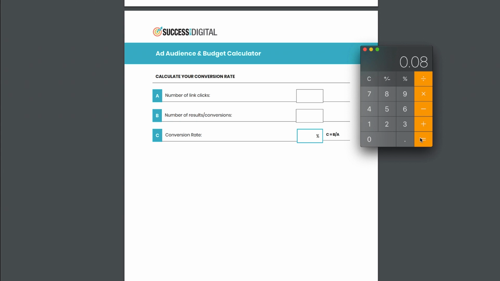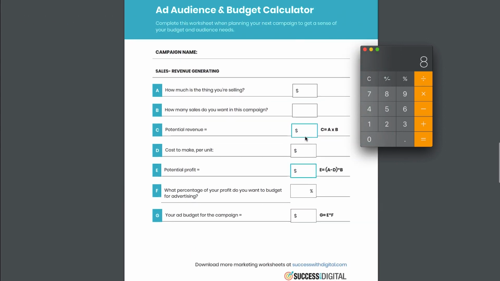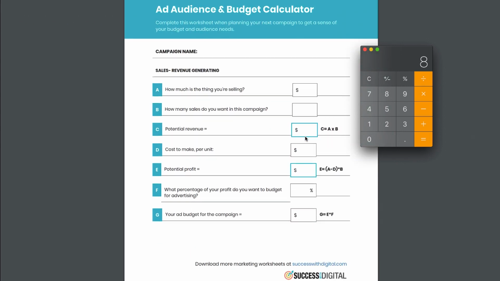If we hit equals, then we get this decimal point, which, because it's a percentage, we'll have to multiply by 100, and then we get our conversion rate, which is 8% here. So we know that this ad campaign, the conversion rate was 8%. So that's how you do the non-revenue generating section of this sheet.